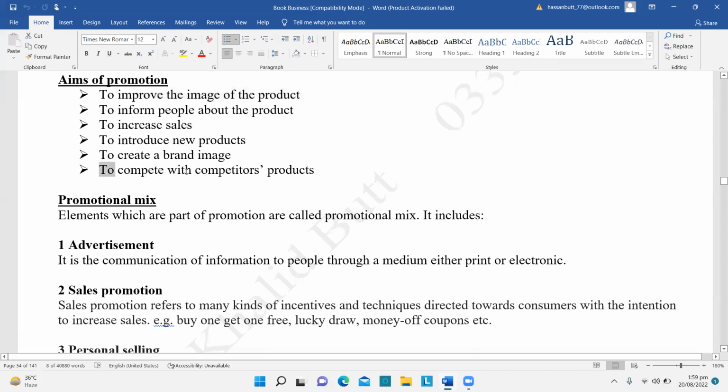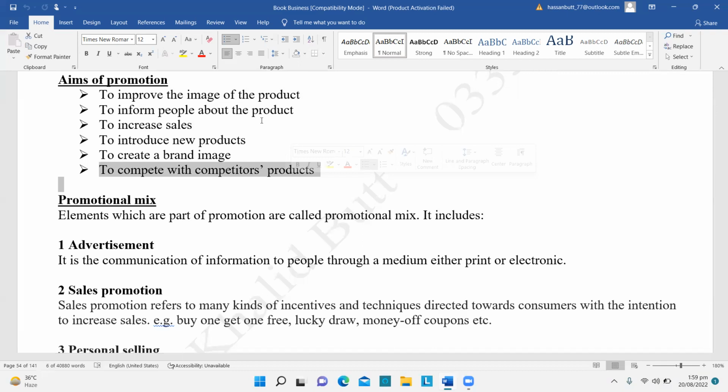Yes, sir. Okay, last point is to compete with competitors' products. That is very important. I can give you an example of Tapal and Lipton. At one point of time, both were actually trying to degrade each other. Tapal was saying our brand is good, Lipton was saying our brand is better. Similarly, all mobile networks, Jazz, Warid, Ufone, Zong, they were also competing through advertisements as well. So sometimes you need to compare your product with other products like Surf Excel and Ariel.